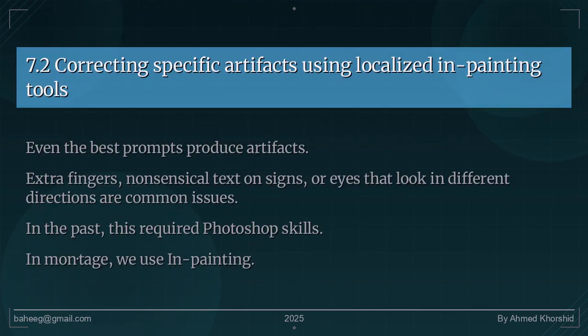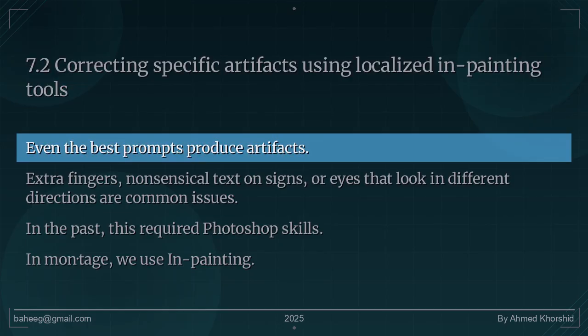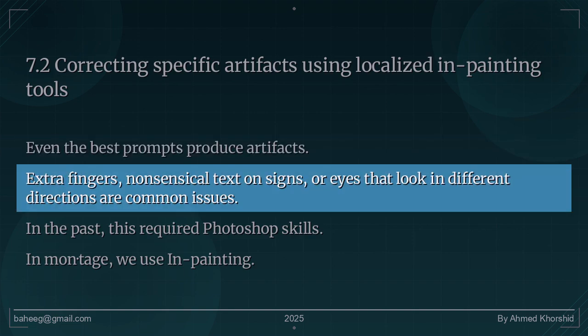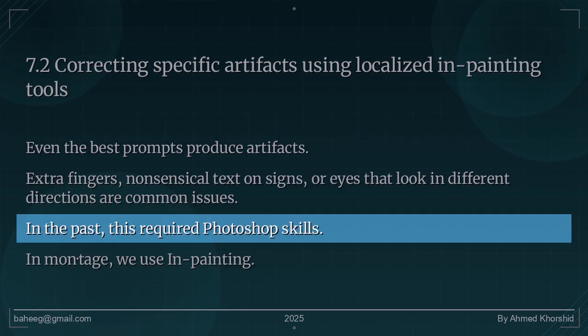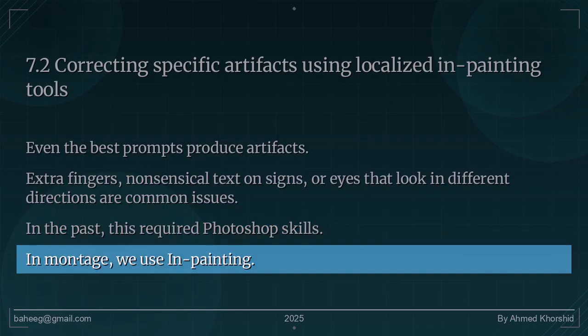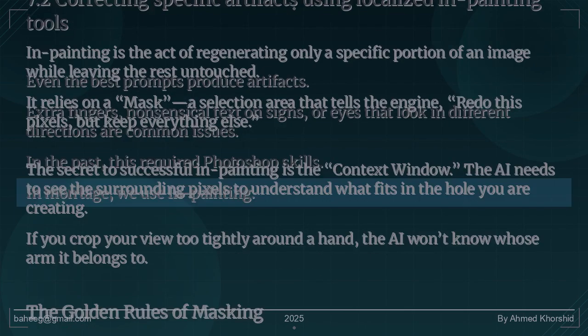7.2 Correcting specific artifacts using localized in-painting tools. Even the best prompts produce artifacts. Extra fingers, nonsensical text on signs, or eyes that look in different directions are common issues. In the past, this required Photoshop skills. In Midjourney, we use in-painting.